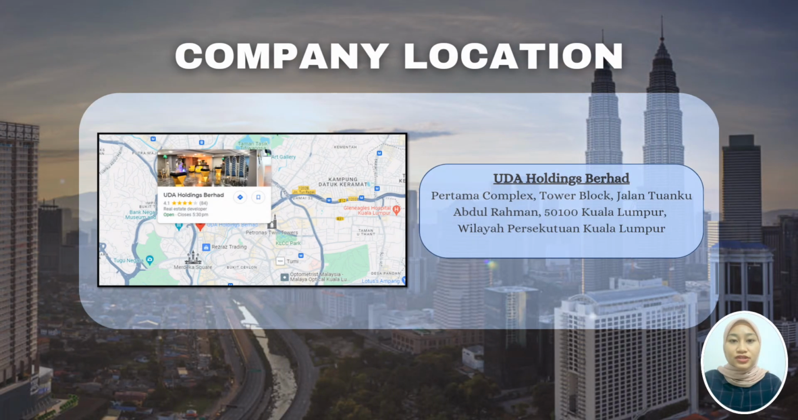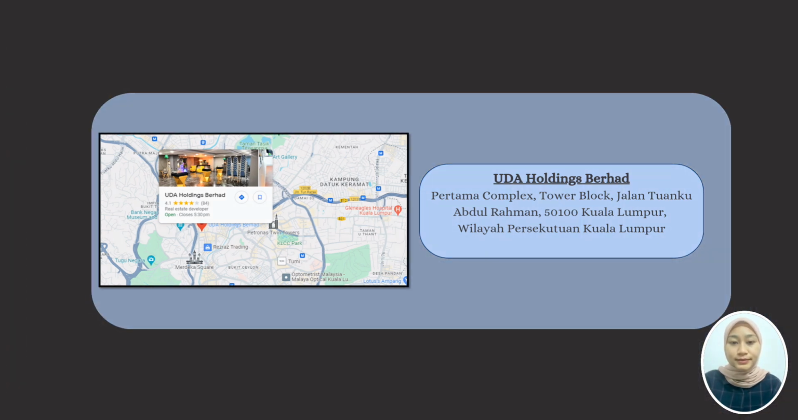Into the next slide, which is company location. So the location of UDA Holdings Berhad is in the middle of Kuala Lumpur City Centre, which is located at Tower Block, Pertama Complex, Jalan Tuanku Abdul Rahman.